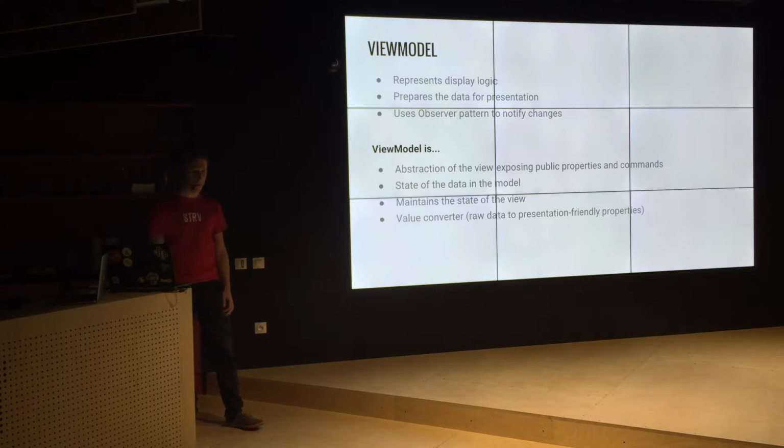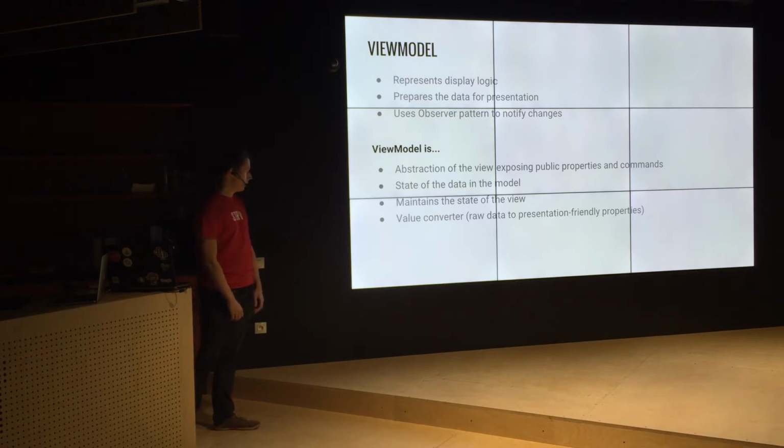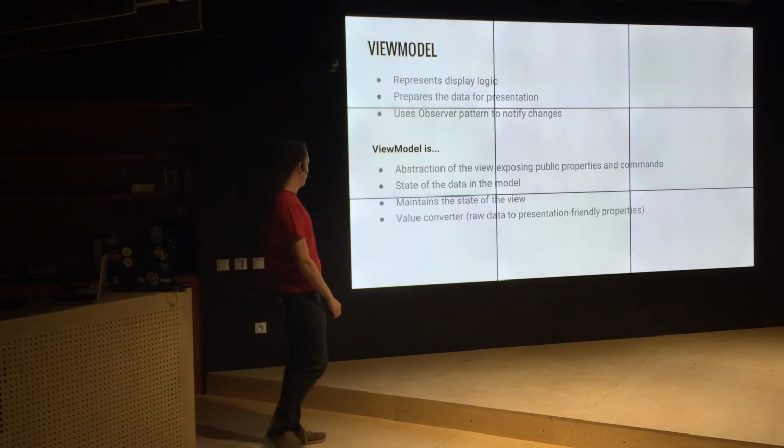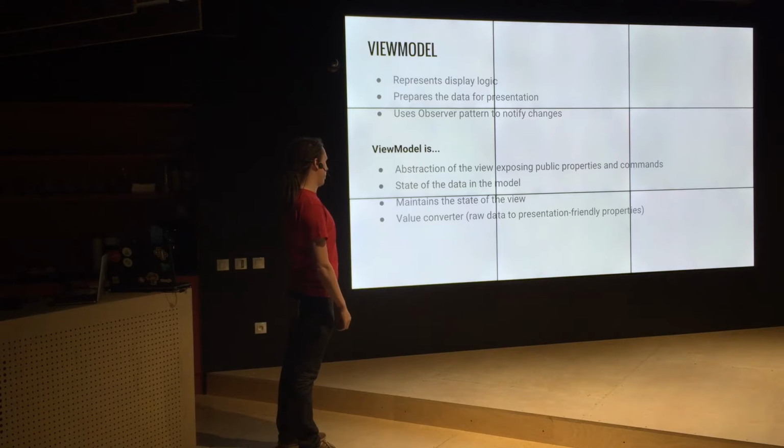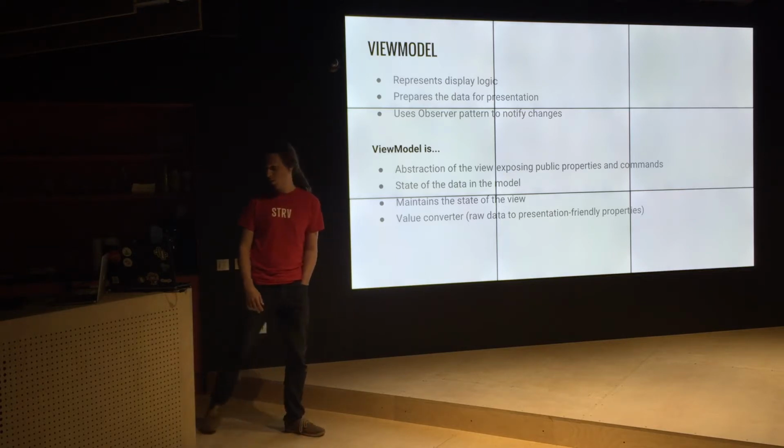It can be tricky to understand what exactly the view model is. When I was learning about MVVM, I read a lot of blog posts, and I found these definitions, so I will just read them. View model is an abstraction of the view exposing public properties and commands. View model is the state of the data in the model. View model maintains the state of the view. And the last one, I like this: view model is basically a value converter, which converts raw data to presentation-friendly properties.